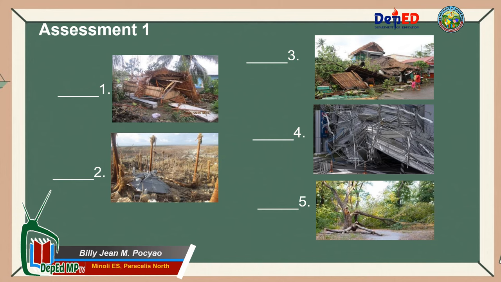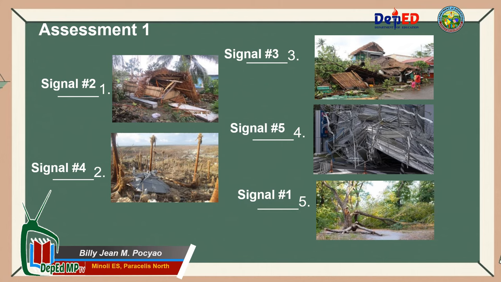Let's check if you got all the correct answers. Number 1 is signal number 2. Number 2 is signal number 4. Number 3 is signal number 3. Number 4 is signal number 5. And number 5 is signal number 1.